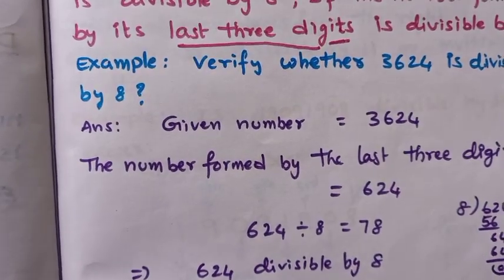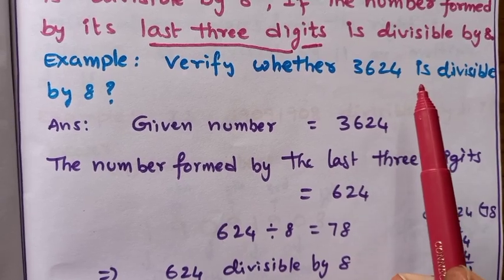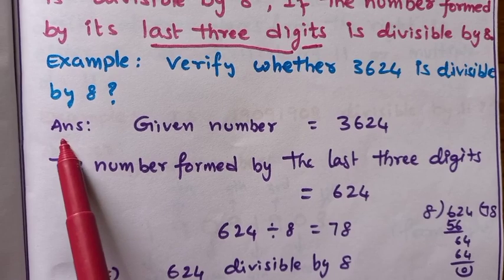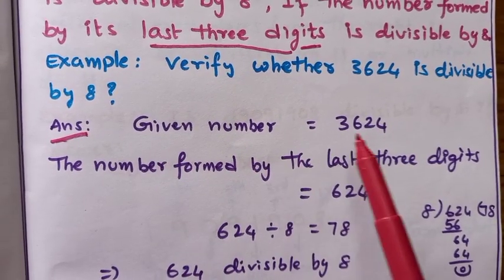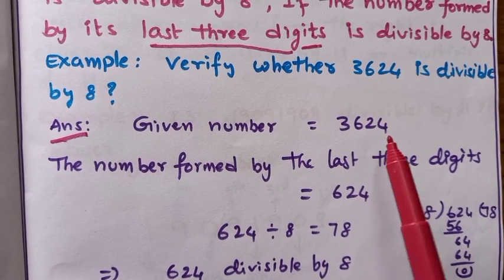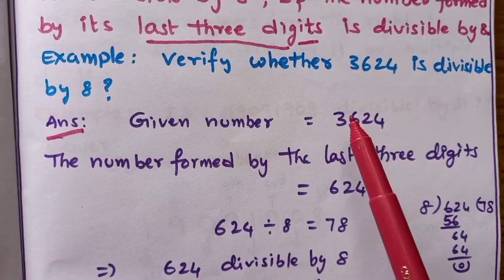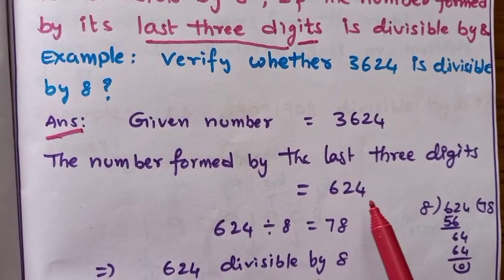Now look at the example. Verify whether 3624 is divisible by 8. Answer. First of all, the given number is 3624. The number formed by the last 3 digits, 6, 2, 4, is 624.